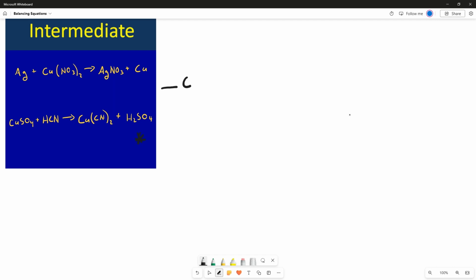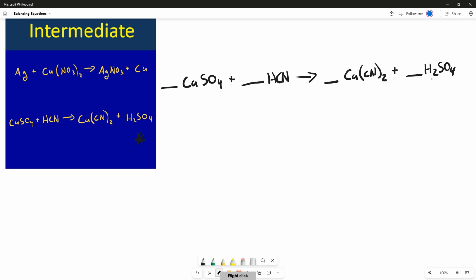So we have CuSO4 plus HCN yields, and here's where the parentheses come in, Cu(CN)2 plus H2SO4, and H2SO4, if you didn't know, is sulfuric acid.